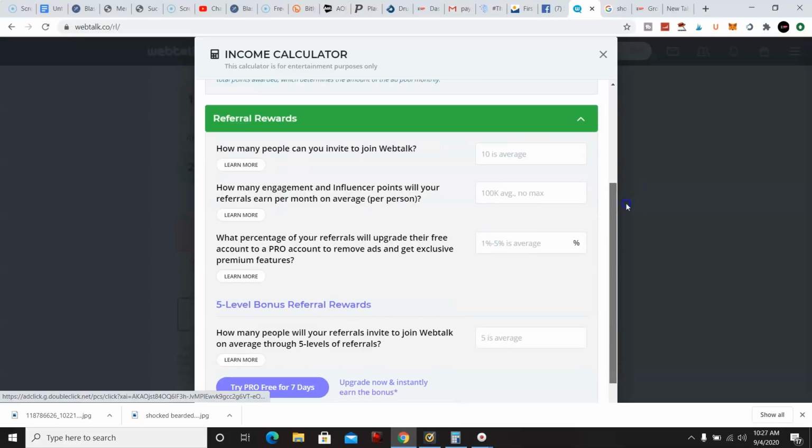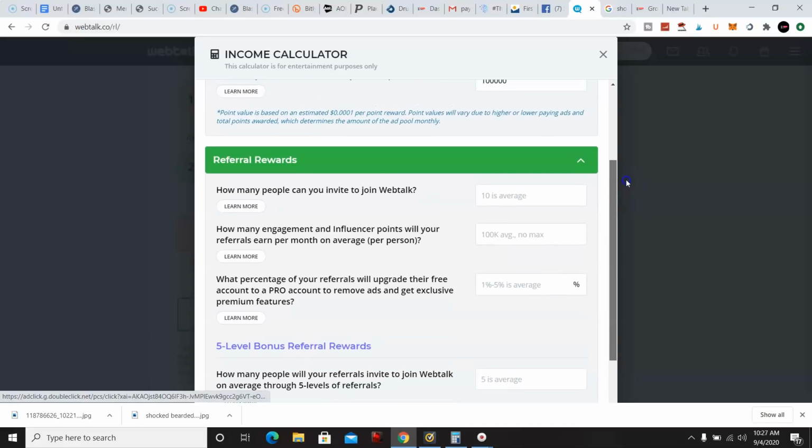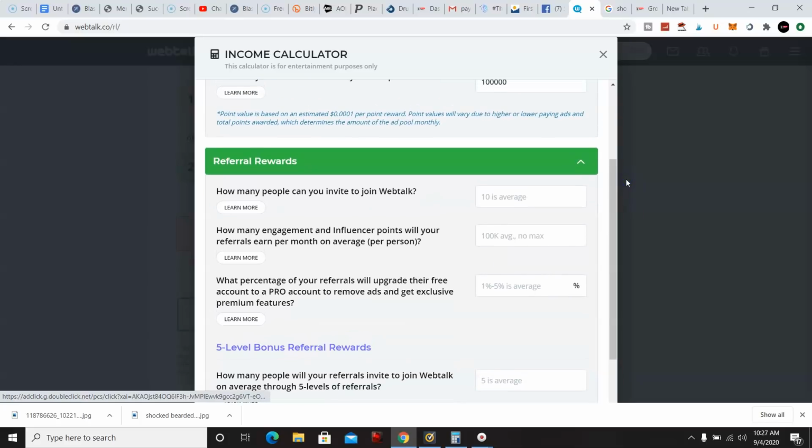Now if you expand it here, if you're good at referring or recruiting people, or if you're not even good at it, you just say you get in like 5 people. And then it says how many engagement and influencer points will your referrals earn per month on average. Say they earned 100,000, if they were active on the platform.